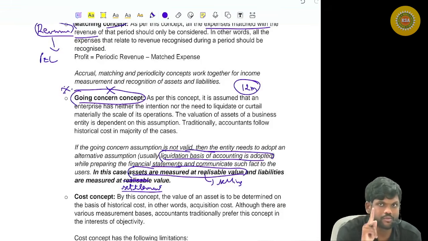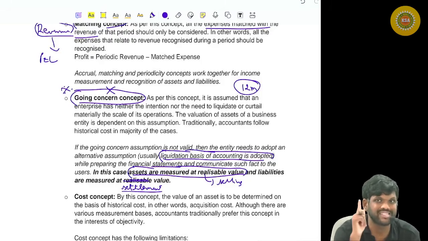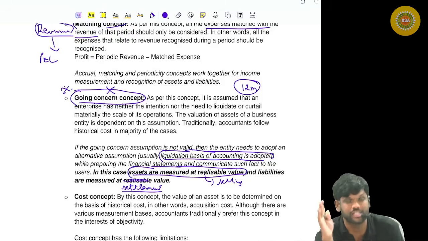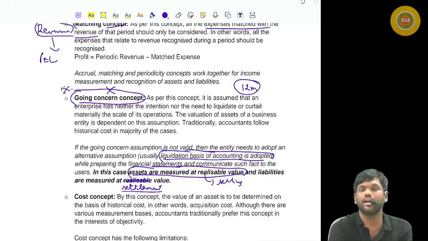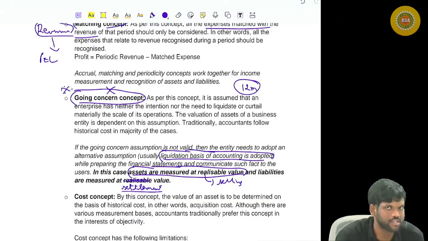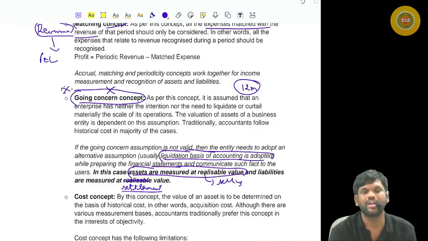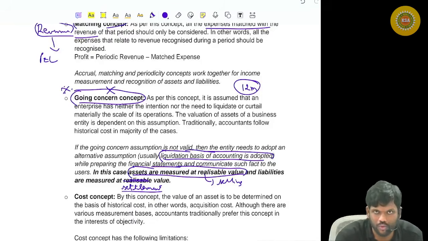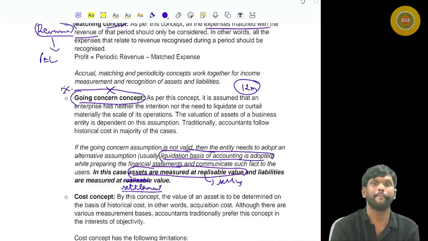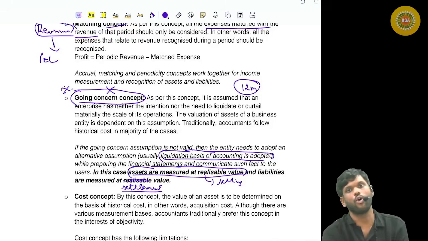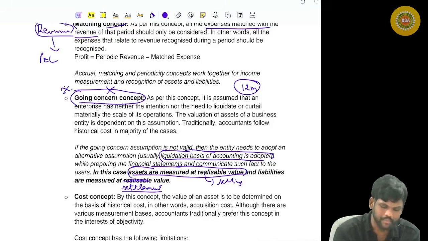Going concern assumption will be valid only if it is true that the business has the intention to continue for at least next 12 months. And if there is no such intention, then you cannot use going concern basis of accounting. You have to move to liquidation basis of accounting. As per liquidation basis of accounting, all assets should be measured at realizable values, and all the liabilities should be measured at settlement values.